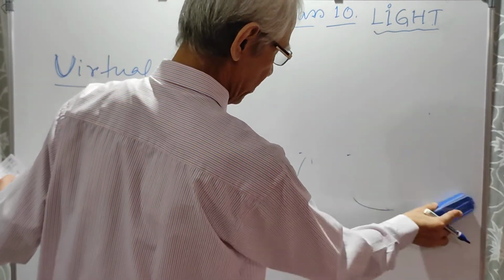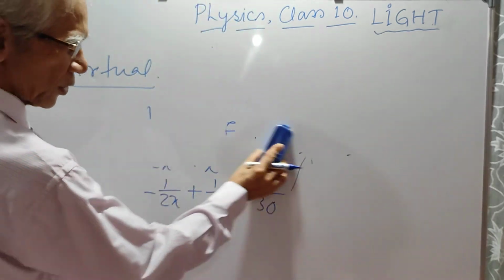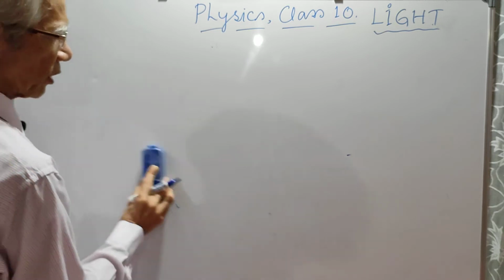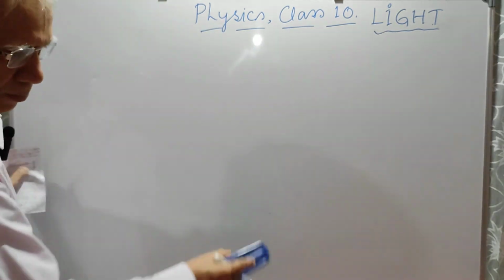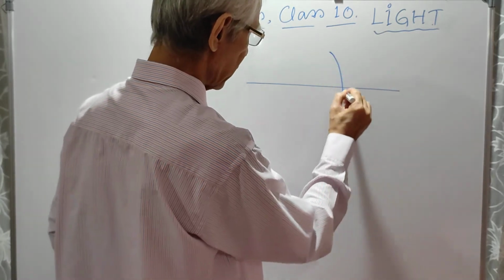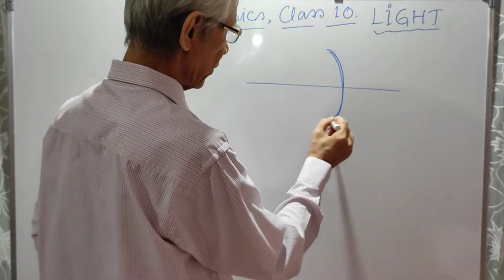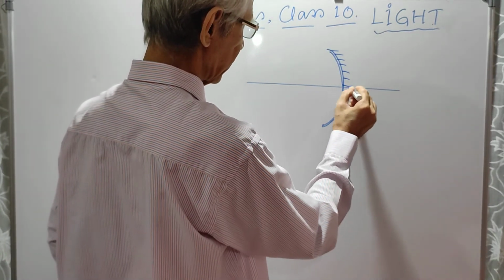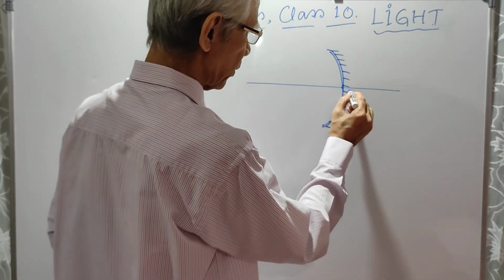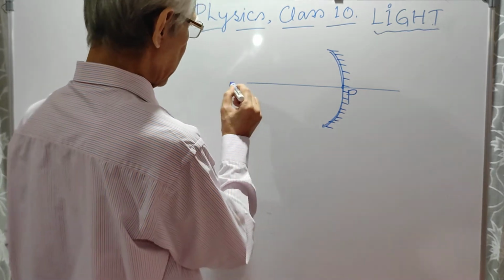Question is same. Now which mirror forms real image and virtual image, both kind? Concave mirror. You see, let me draw and show you. This is a concave mirror, or converging mirror. This is a pole, isn't it?